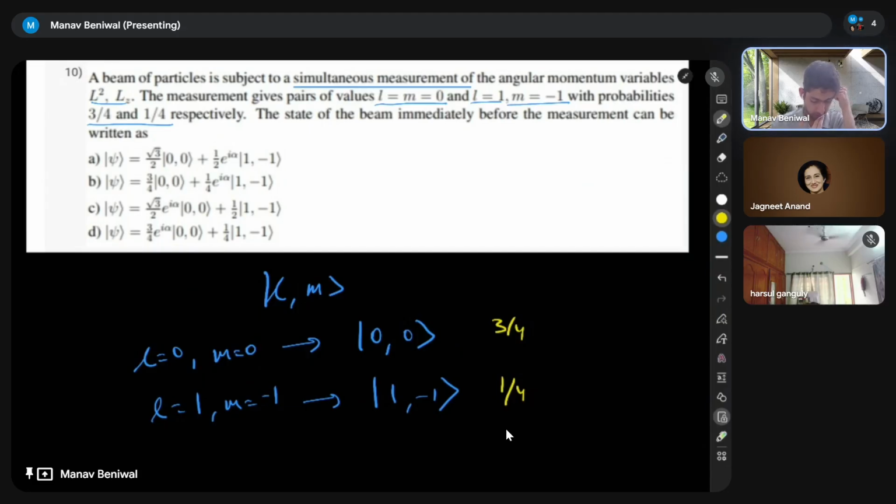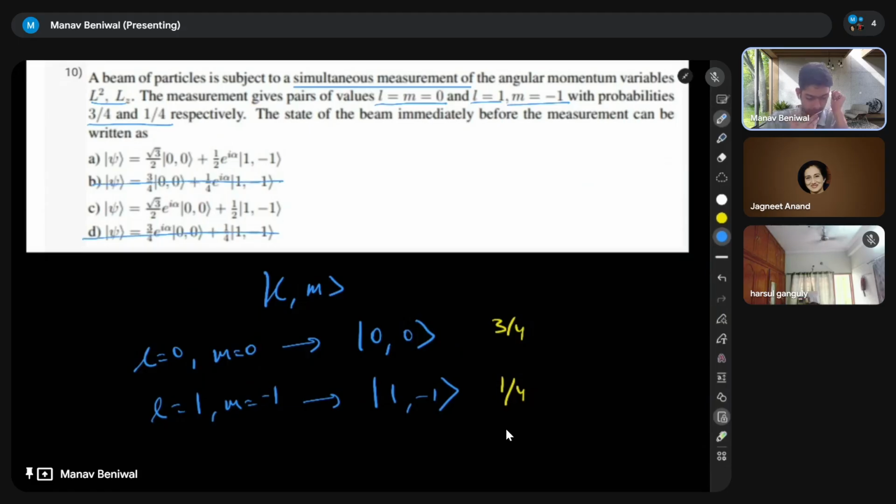You are right. So first of all, can we eliminate some options? For example, options B and D have coefficients 3 by 4 and 1 by 4, and options A and C have under root 3 by 2 and 1 by 2. So which should be the form? A or C, right? So let's eliminate B and D.